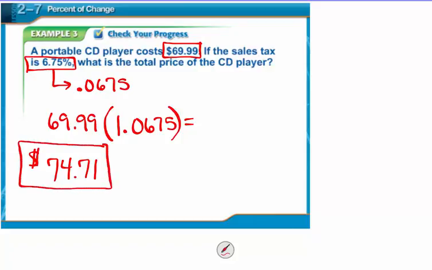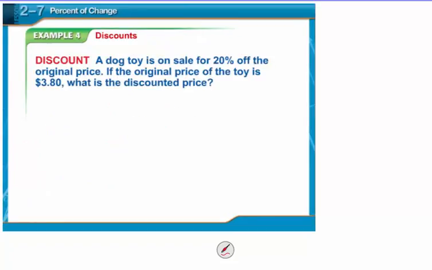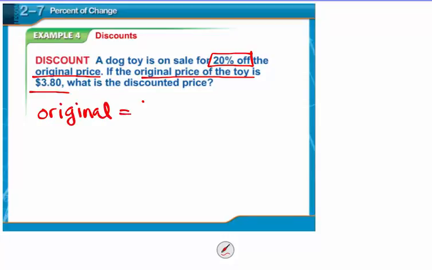All right, let's look at our last two problems. Our last two problems, we're going to set up exactly the same way that we did the percent of change, the amount of change over the original. A dog toy is on sale for 20% off. That is a discount or a decrease in price. The original price of the dog toy is $3.80. I'm trying to find the new price, which has been discounted.